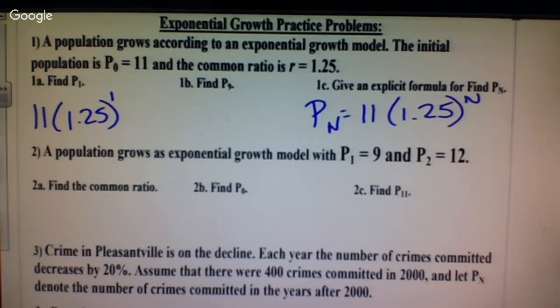I feel so slow. And that equals 13.75. Part B wants P sub 9, so we're plugging in 9. Is this a lot easier than arithmetic? Sure. 81.9.